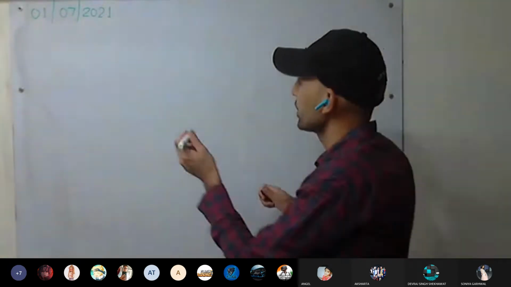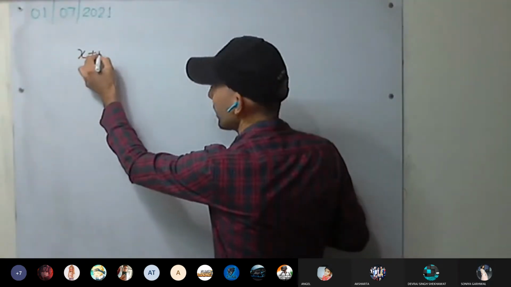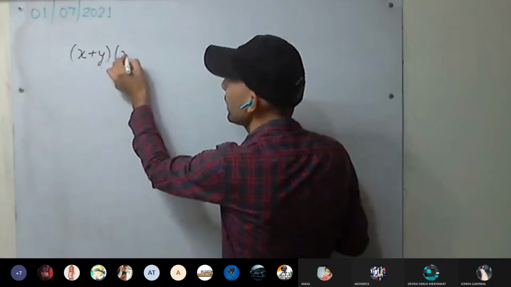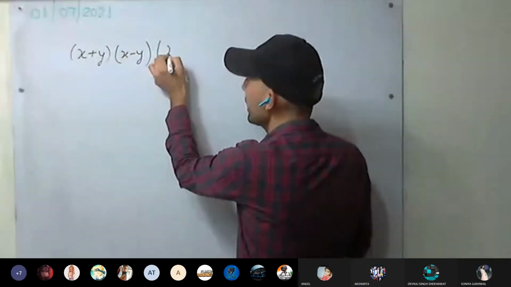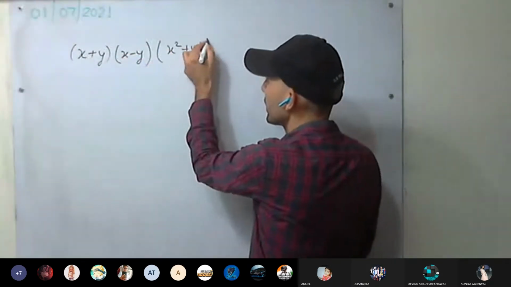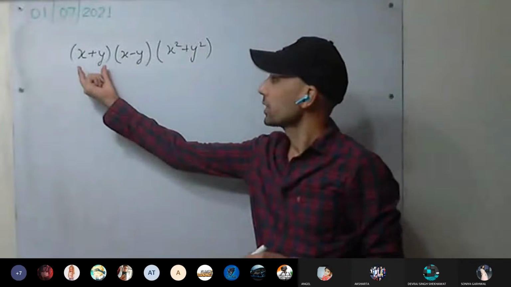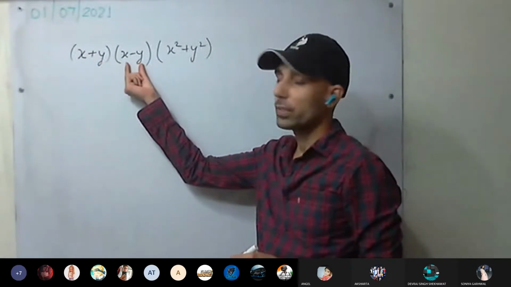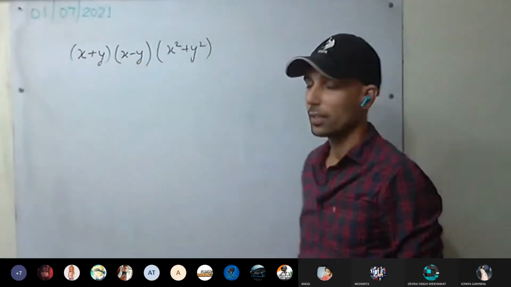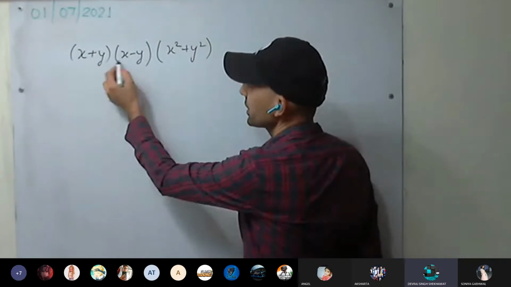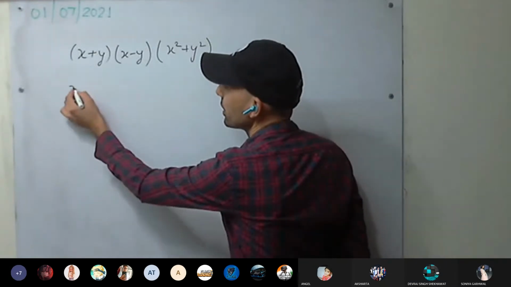See here it is given: x plus y, x minus y, again x square plus y square. The sum of these two terms, the difference of these two terms, and their product. So multiply the first and second expression.